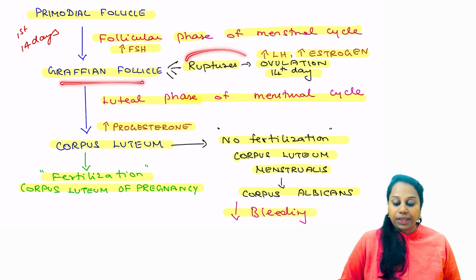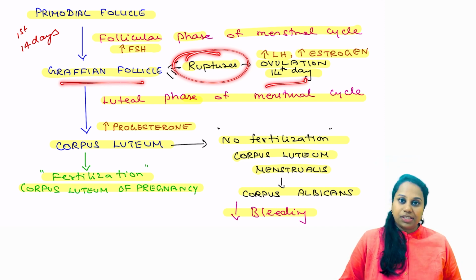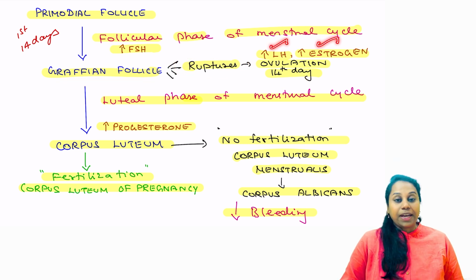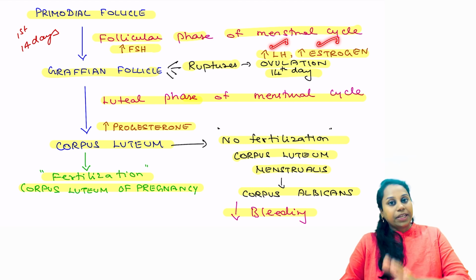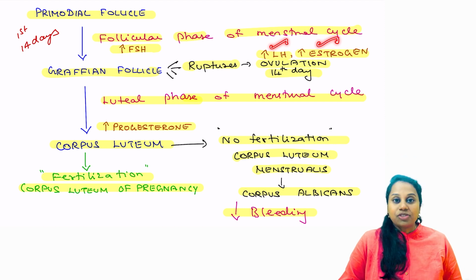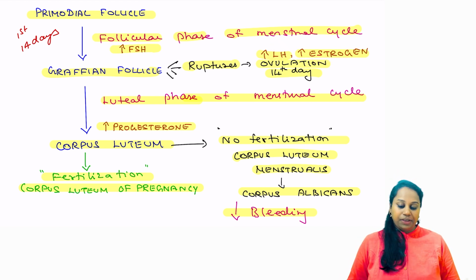This Graafian follicle ruptures. That is called ovulation, on the 14th day. Just before ovulation, there is an LH surge. What is the LH surge? It is a positive feedback mechanism where LH increases estrogen, and estrogen increases LH. This is a positive feedback cycle which keeps on happening. That is called the LH surge. So just before ovulation, the hormonal changes are an increase in luteinizing hormone and an increase in estrogen levels.